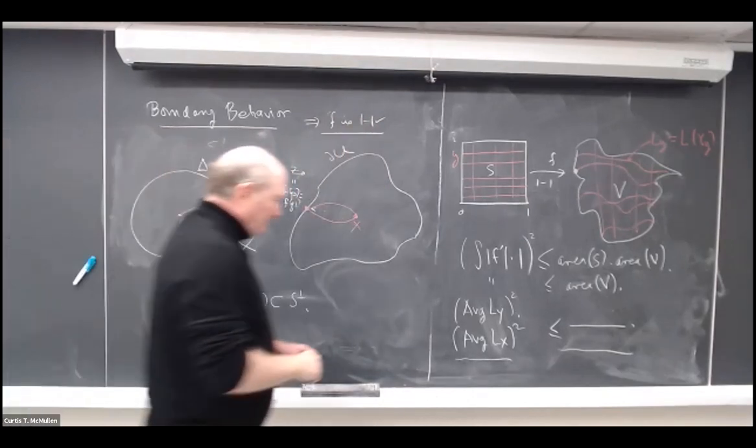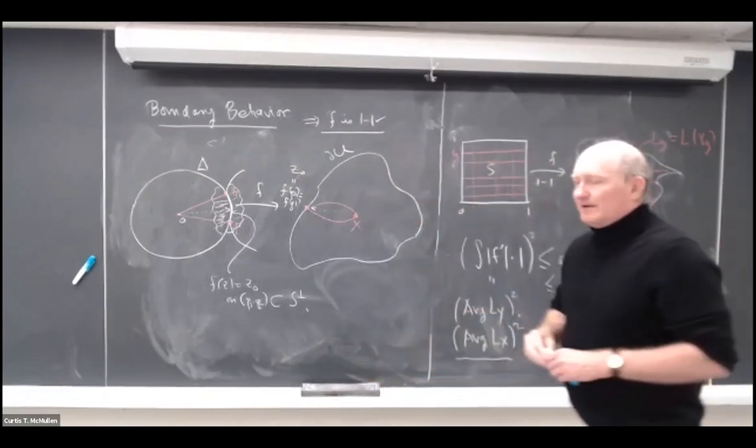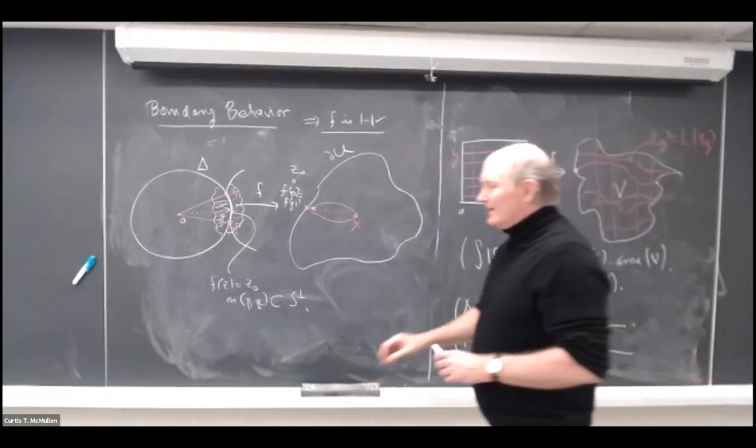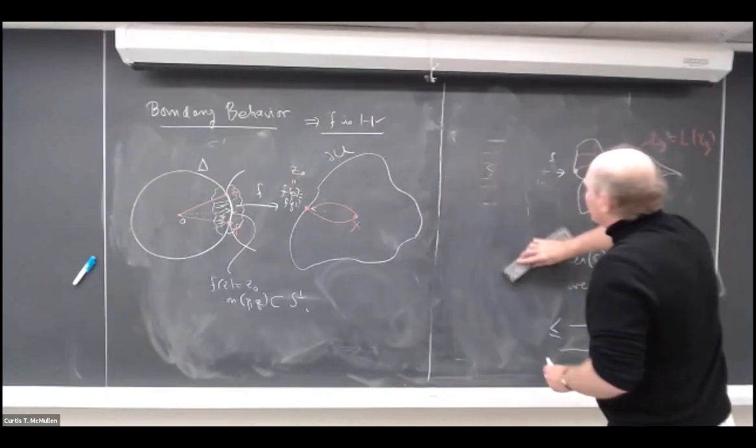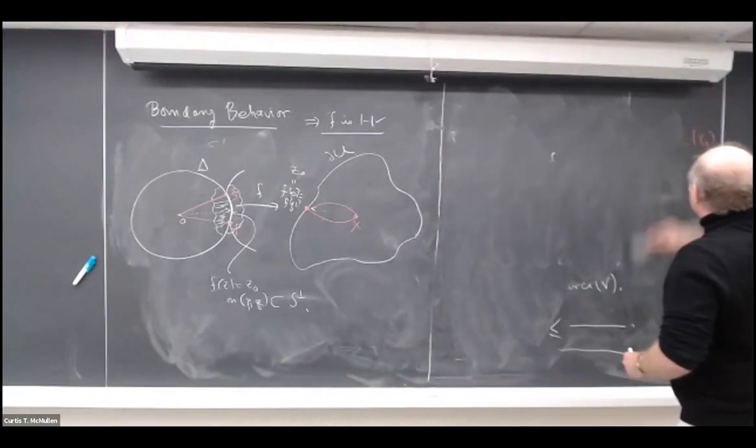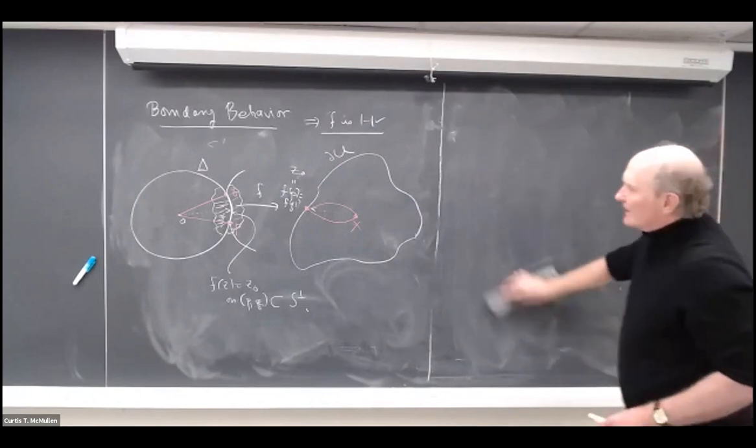Okay. So just a word about what happens in the locally connected case. So that was the Jordan curve case.